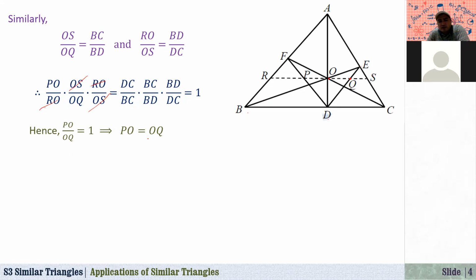Okay. Usually in the explanation I had to use these capital letters, but instead, if you label these sides by lowercase letters and write your ratio, they may look a bit simpler. Since PO is equal to OQ, that means that POD is congruent to QOD, which means that angle PDO, or EDO, is equal to FDO.